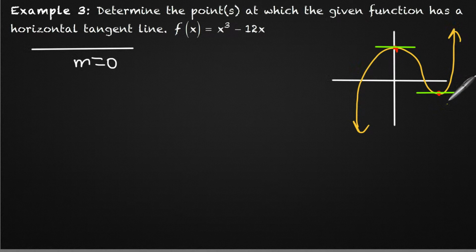And we'll learn that later. The slope is 0 at a maximum or minimum point. So essentially, that's what this question is asking, is where are the maximum and minimum points on this graph?